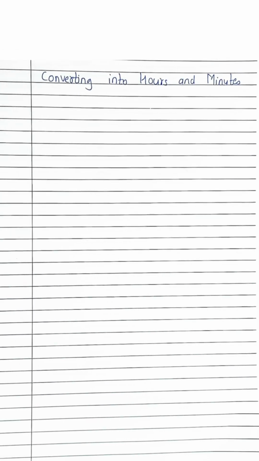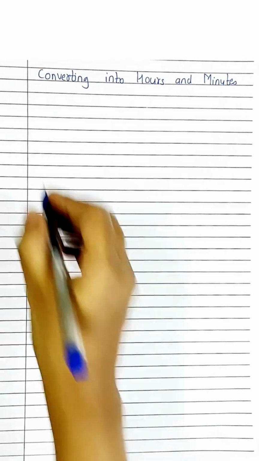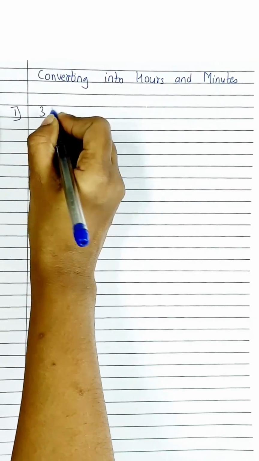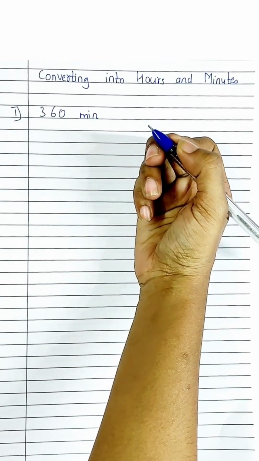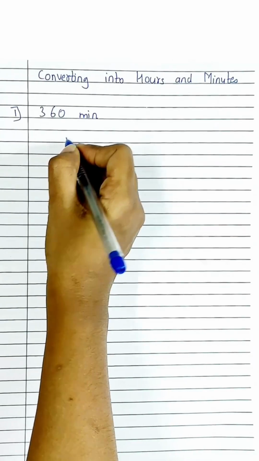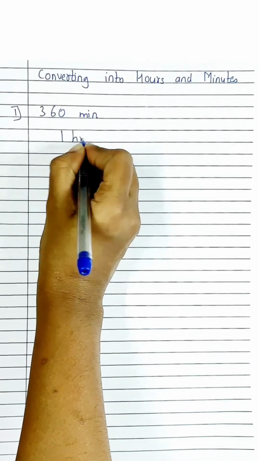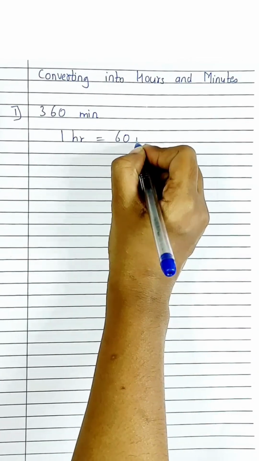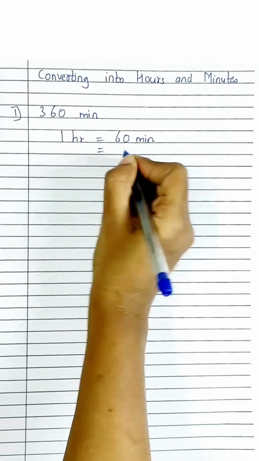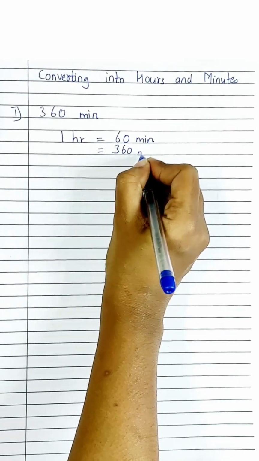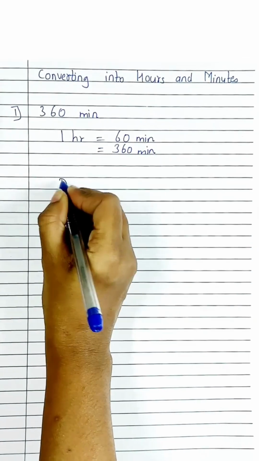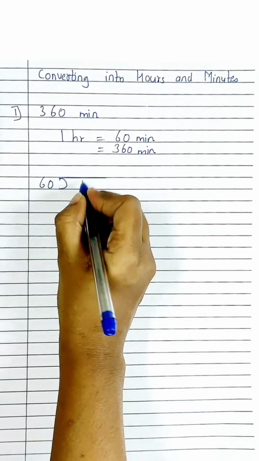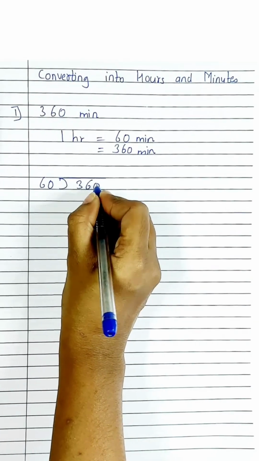Today we are going to learn about how to convert hours and minutes. For example, अगर क्वेश्चन में 360 minutes दिया हुआ है, so over here how you will solve? We know that in 1 hour there are 60 minutes. So minutes के नीचे हम minutes लिखेंगे. So how much is the hours? Simply you have to divide 360 by 60.